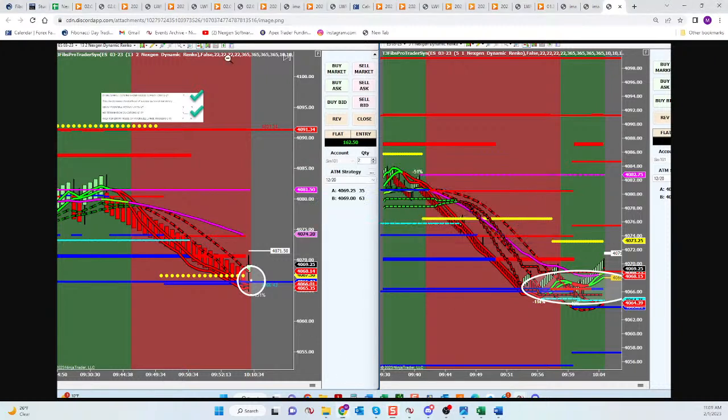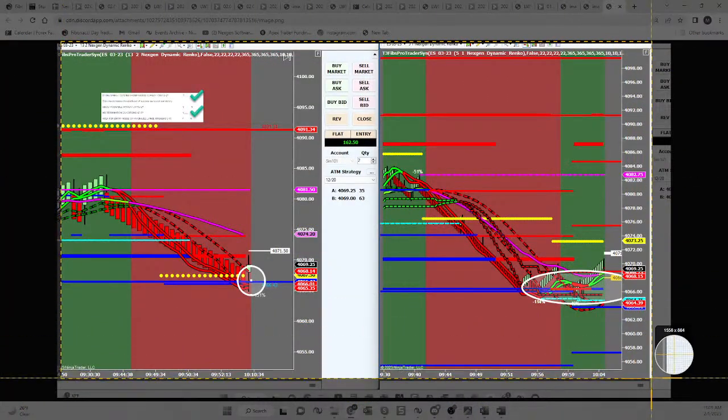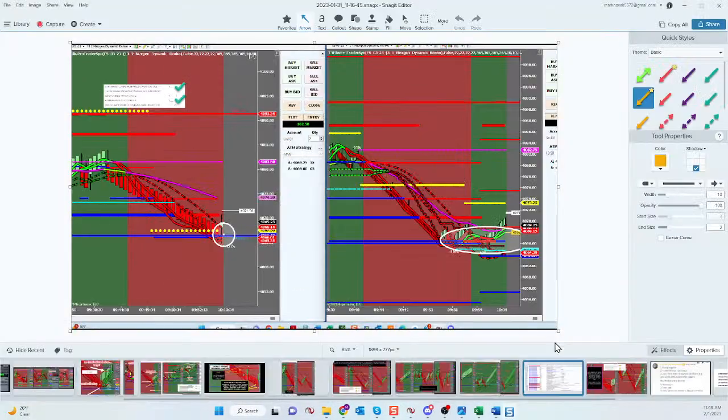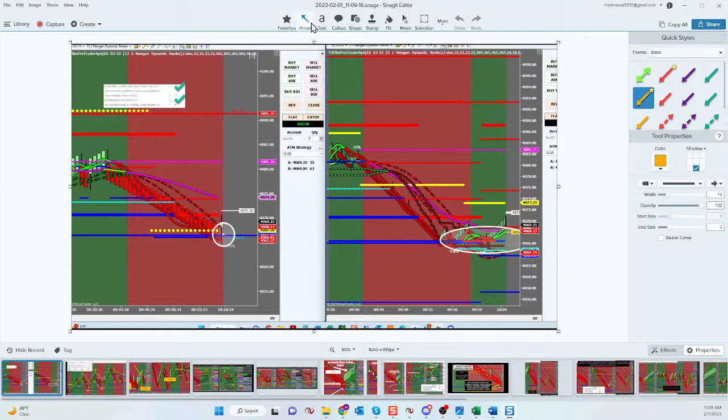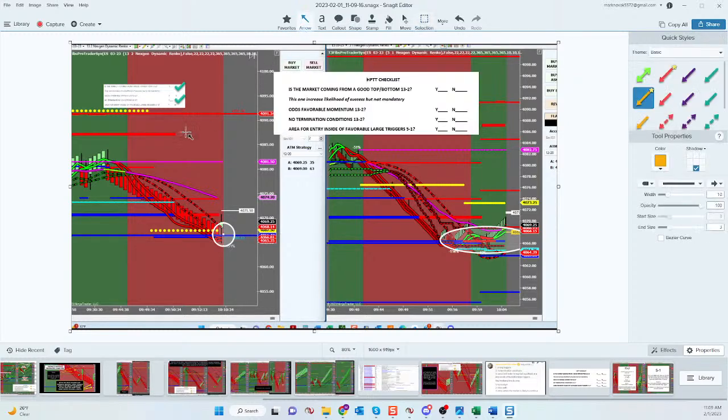I'll put a checklist on it. I love that you're doing this already. Posting these in, right? I'll put my checklist on it. Just visually, it'll be a little easier for us. Is the market coming from a good top? I like it. These are termination conditions that create a full reversal. Nice job. Do you have odds favorable momentum?